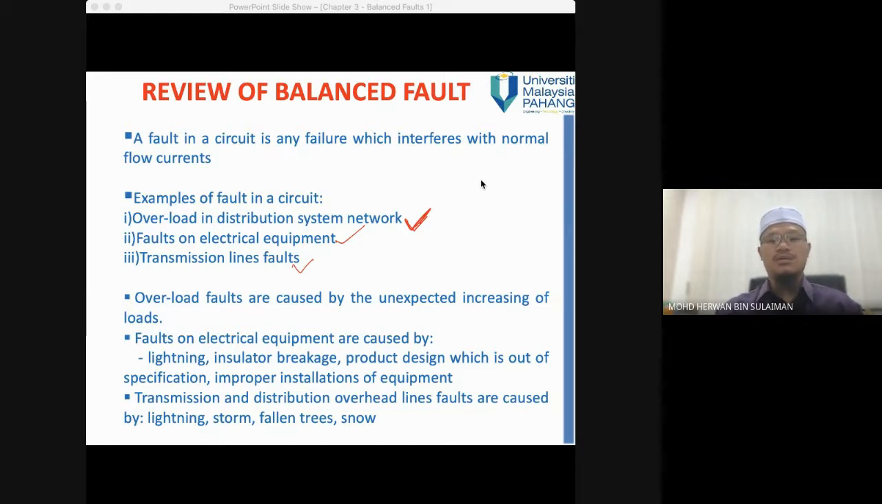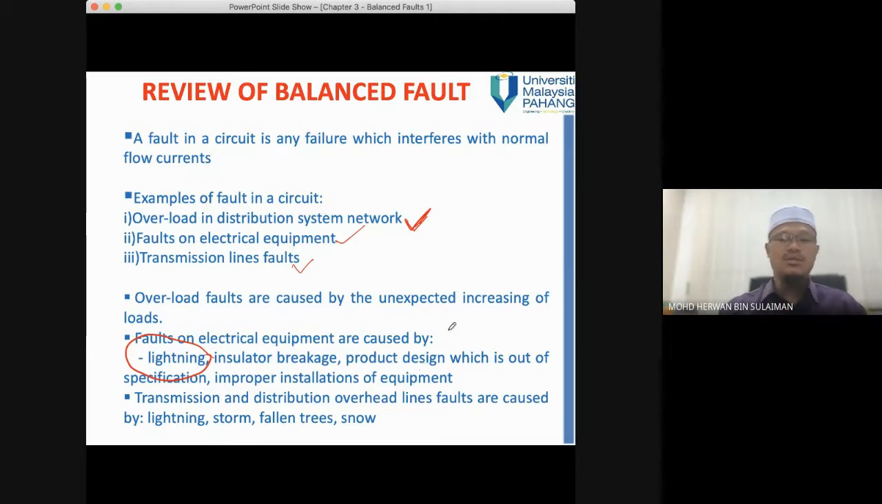And then in protection, you have zonal protection, you have impedance protection, and so on and so forth. So this is important. Okay, and then overload faults are caused by an unexpected increase of loads, and faults of electrical equipment are caused by lightning. This we cannot avoid. Lightning does happen.